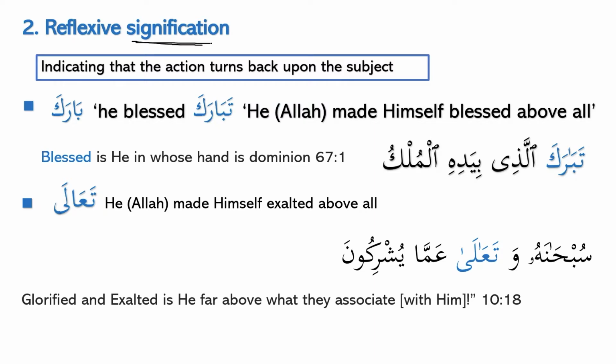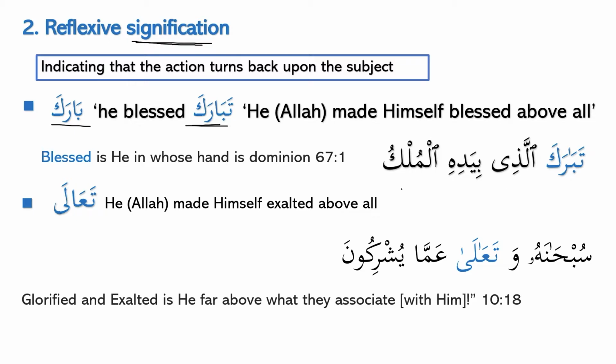So it's not action, this is signification, indicating that the action turns back upon the subject. Baraka, as we have seen in form number 3, is he blessed, as we say Barakallahu fikum. And Tabaraka is only restricted to Allah subhanahu wa ta'ala. He made himself blessed above all. So whenever we use this form Tabaraka, it is used for Allah subhanahu wa ta'ala.